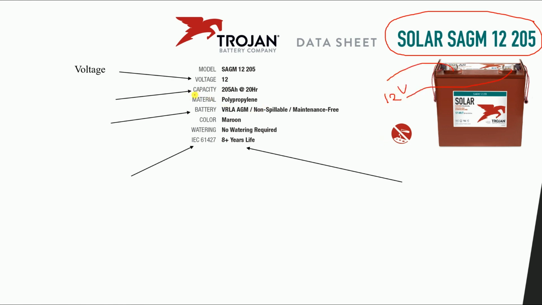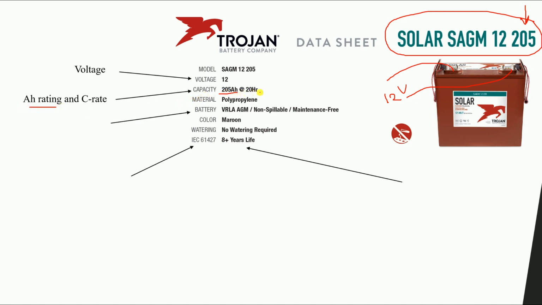Now the second part is the ampere hour rating, or the capacity of the battery itself, and the C rate of the battery. You can see this battery is a 205 ampere hour. This is the capacity of the battery itself. You can see it's also inside the model name 205, and the 12 volt is also in the model name itself.